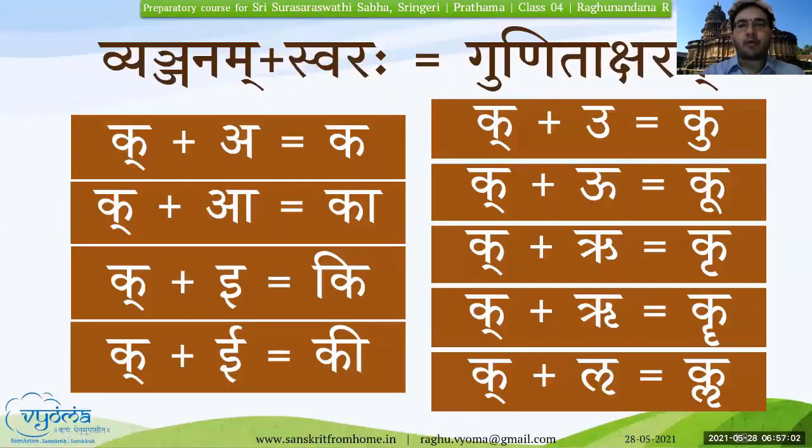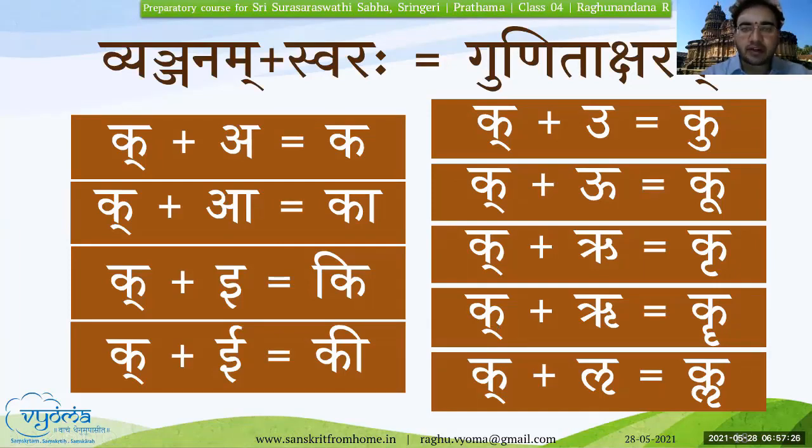A quick recap of the Kakarasya Gunitaksharani, the Gunitaksharas of letter Ka, the Vyanjana Ka, K plus A, Ka, K, A, Ka, Ki, and so on. Hope you remember and you have practiced these Gunitaksharas.